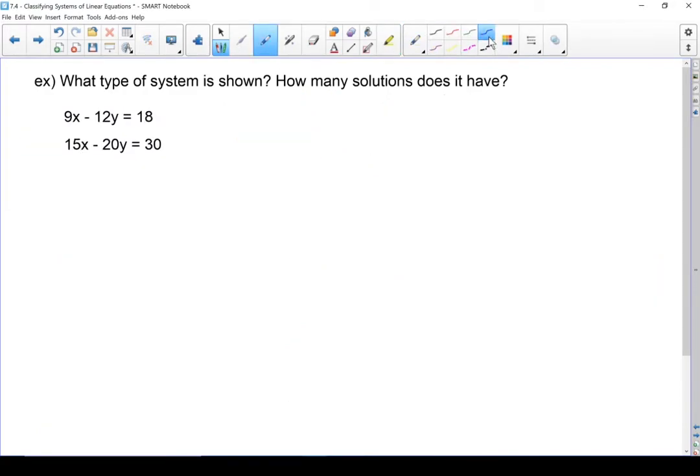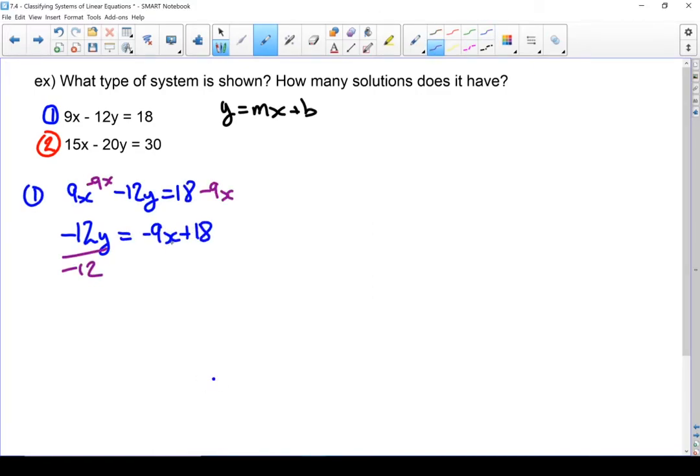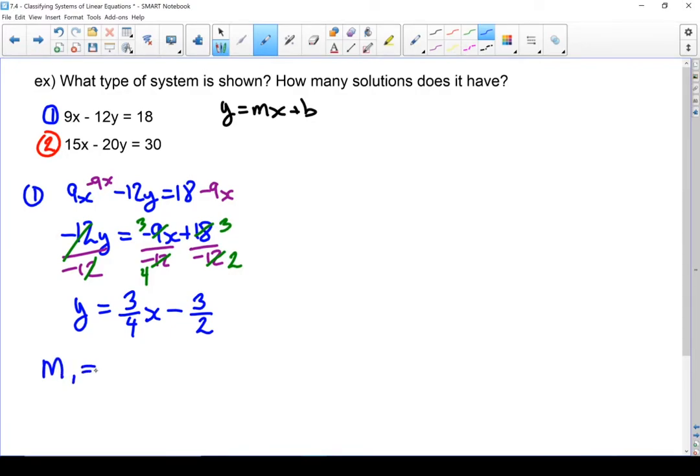Let's go through one more example. Here I've got two more linear equations. Question asks the same thing. What type of system is shown and how many solutions does it have? Let's number those equations. We're going to convert everything into y equals mx plus b form and then compare the slopes and the y-intercepts. Let's go through it. For equation 1, after I simplify the fractions, my slope ends up being 3/4. My y-intercept, also after simplifying fractions, ends up being negative 3/2.